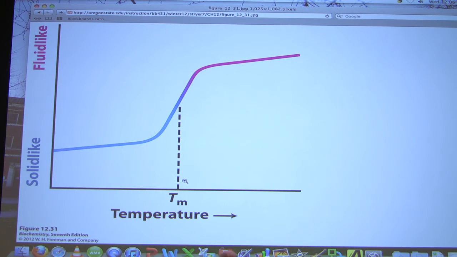The midpoint of that transition has a name. It's called the Tm. You can think of it as the melting temperature if you want, but we'll call it Tm. And it's the midpoint of that transition. Now, I talked about cholesterol last week, and one of the things that cholesterol does is it widens that transition temperature. It doesn't change the transition temperature, but it may make it start way over here and make it go all the way up over here, something like that. So cholesterol widens the range of the transition without changing the actual Tm.